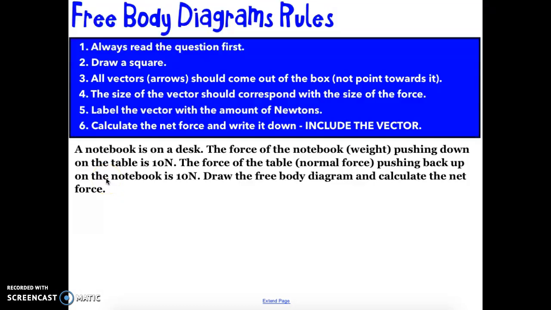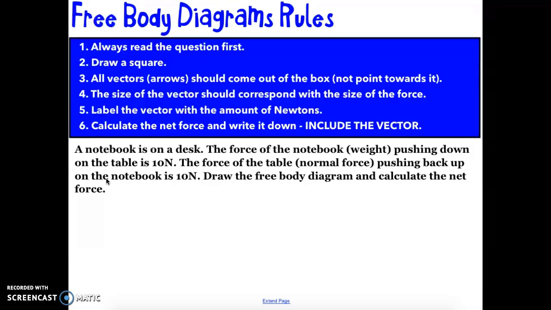It says, a notebook is on a desk. The force of the notebook, weight, pushing down on the table is 10 newtons. The force of the table, normal force, pushing back up on the notebook is 10 newtons. Draw the free body diagram and calculate the net force.